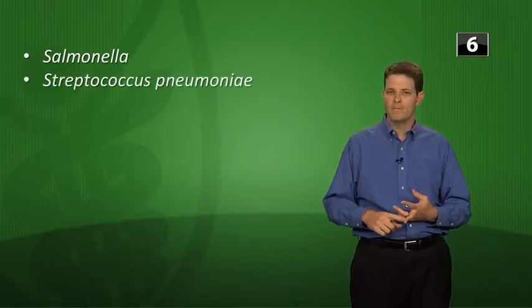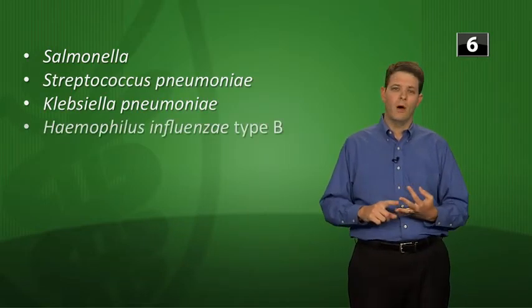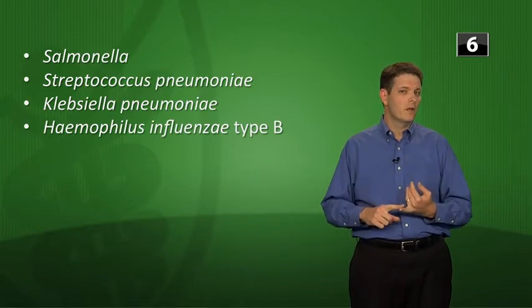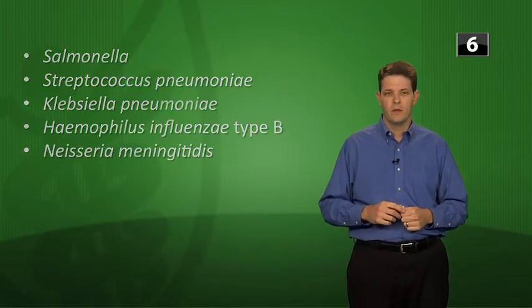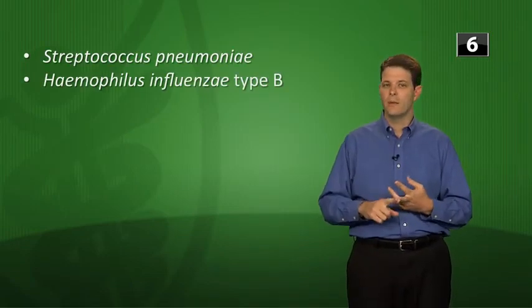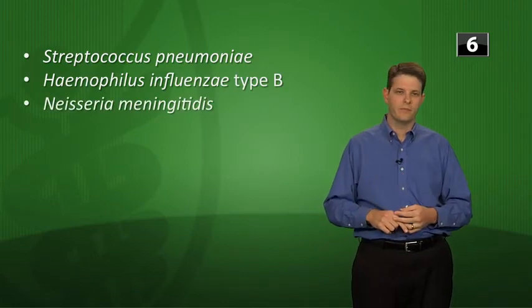And then asplenic patients are susceptible to which encapsulated organisms? So this includes Salmonella, Strep pneumoniae, Klebsiella pneumoniae, Haemophilus influenzae type B, and also Neisseria meningitidis. And then what vaccines for these encapsulated organisms should be given to asplenic patients? You want to vaccinate against strep pneumo, H. flu type B, and Neisseria meningitidis.